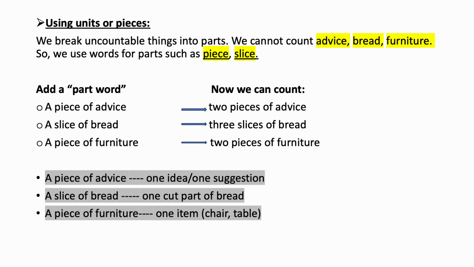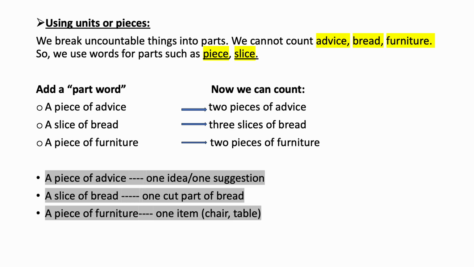We say a slice of bread and now we can count 3 slices of bread, 4 slices of bread, 5 slices of bread. A piece of furniture and now we can count 2 pieces of furniture, 3 pieces of furniture, 4 pieces of furniture.